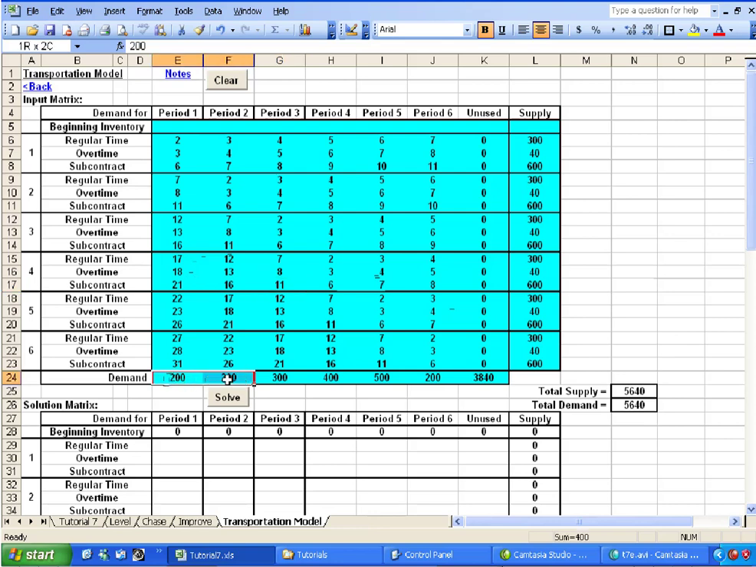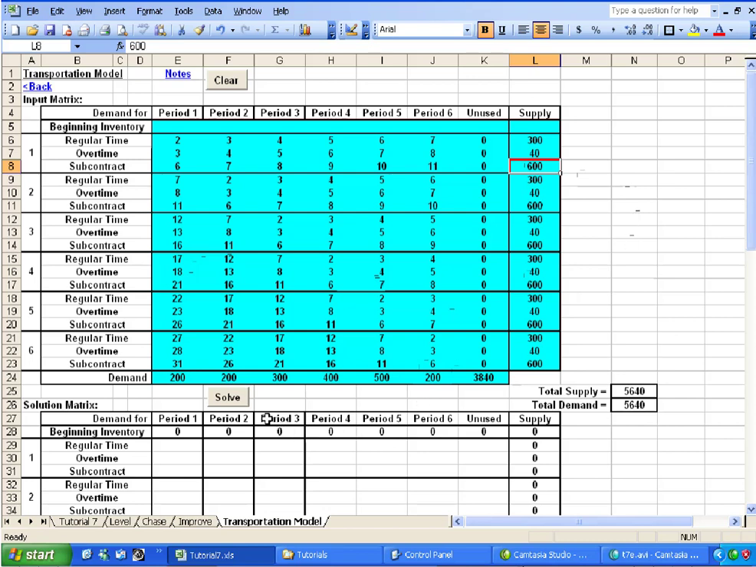The bottom row is the demand, which are the same values as we entered in the aggregate planning template, with the exception of the last column, which is essentially a dummy column used to balance the problem, use up the extra supply. In each period, we have a supply of 300 on regular time, 40 units on overtime, and a large amount, or using 600, for subcontracting.